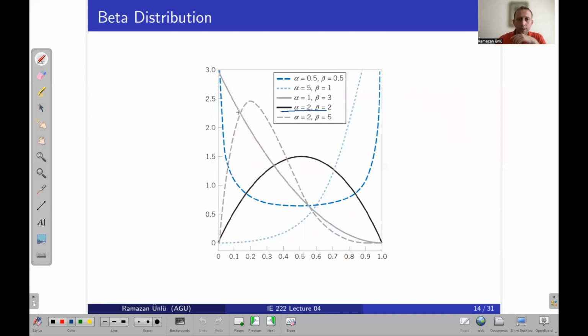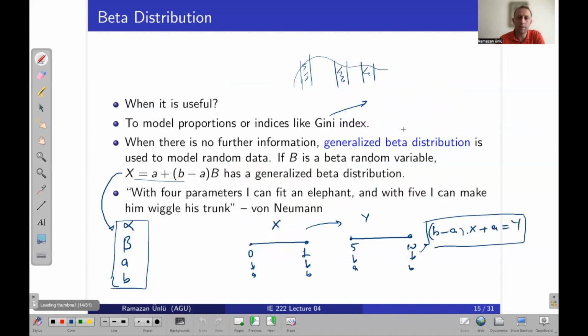Let's look at this one. Okay, in here alpha is 2 and beta is 5, so that will be alpha minus 1 divided by alpha plus beta minus 2, right? So alpha is 2, minus 1, divided by 2 plus 5 minus 2 will give us 1 over 5, which is 0.2. And the peak point is 0.2. So we can find the mode of this distribution by using this formula if alpha and beta are greater than 1.